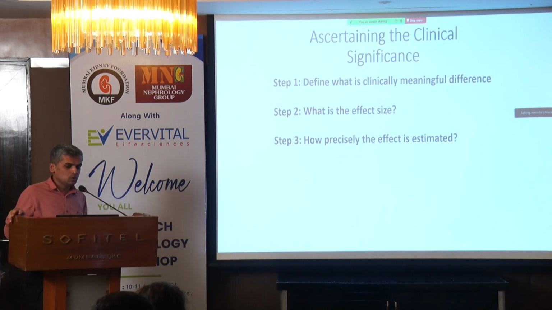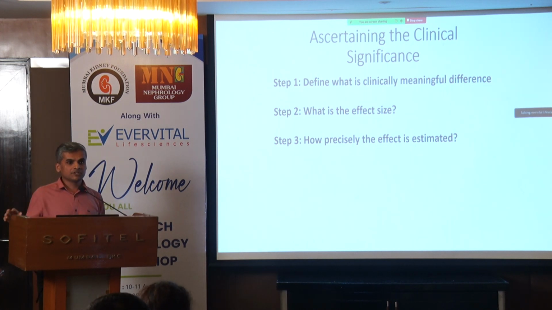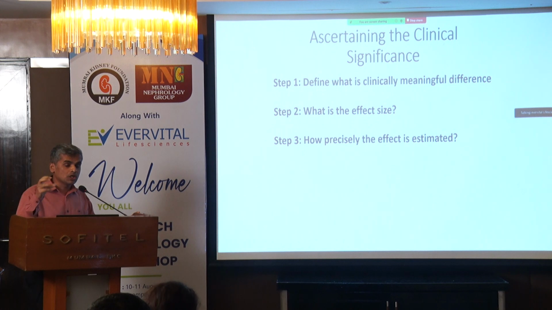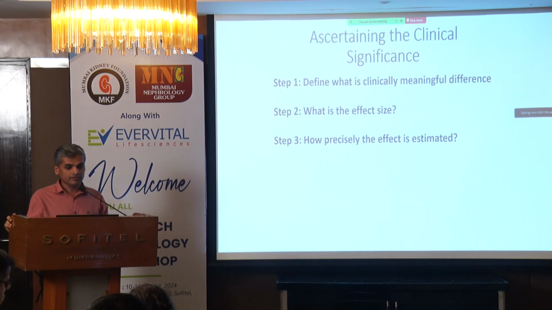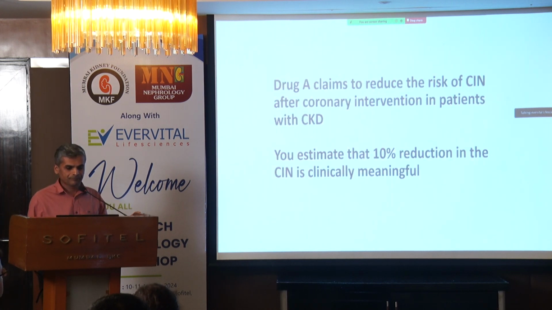So when we want to ascertain the clinical significance of the statistical results of an experiment, these are the steps I would follow. This step 1 is often missed, and that is probably, in my opinion, the most important step. What do you think is the clinically meaningful difference that you are looking for from the intervention that is being evaluated in that particular patient population? Then you go and check what is the effect size that the trial has observed and how precisely, that is, what is the confidence interval around that effect size.